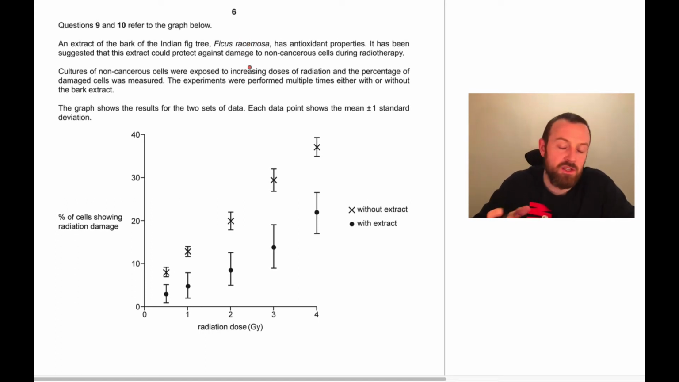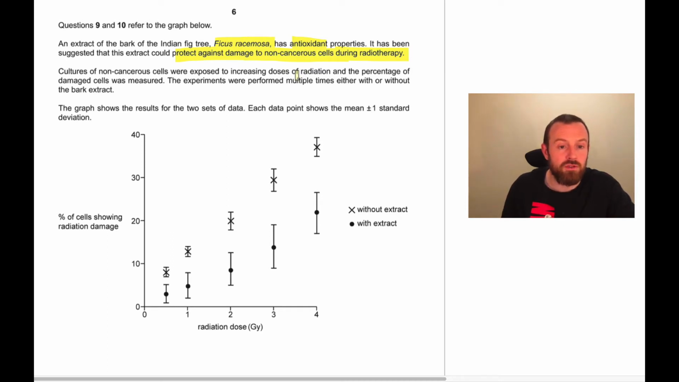Okay, so I think the first thing is just to read it and understand what on earth is going on. I'm getting our highlighters out. Extract of the bark of the Indian fig tree has antioxidant properties. Ficus racemosa could protect against damage to non-cancerous cells during radiotherapy. So this antioxidant protects against damage to non-cancerous cells during radiotherapy.